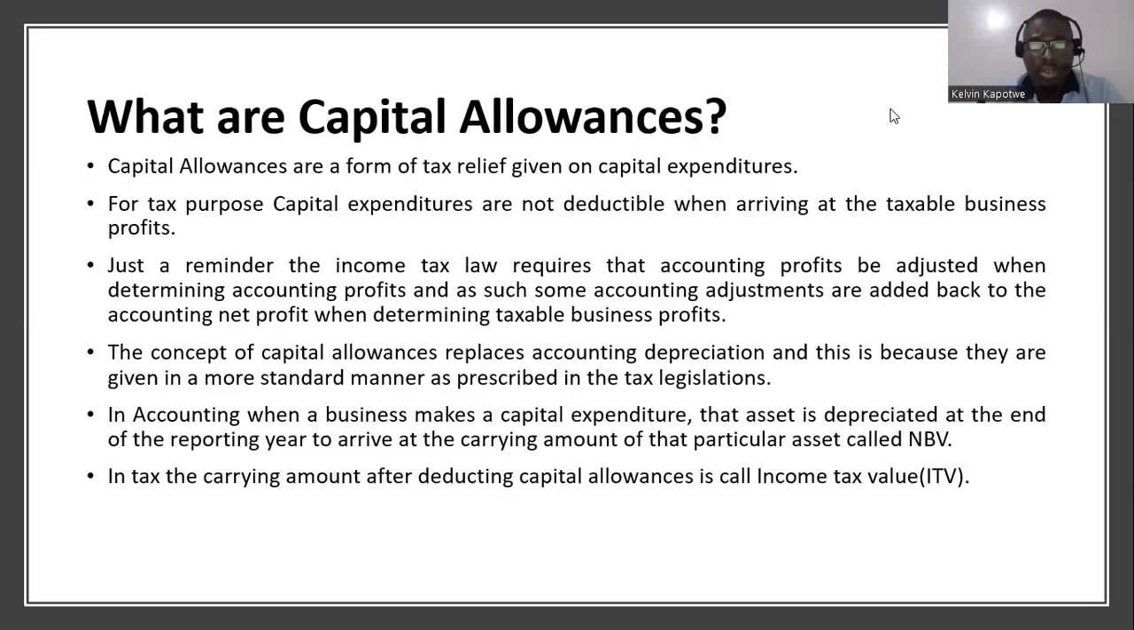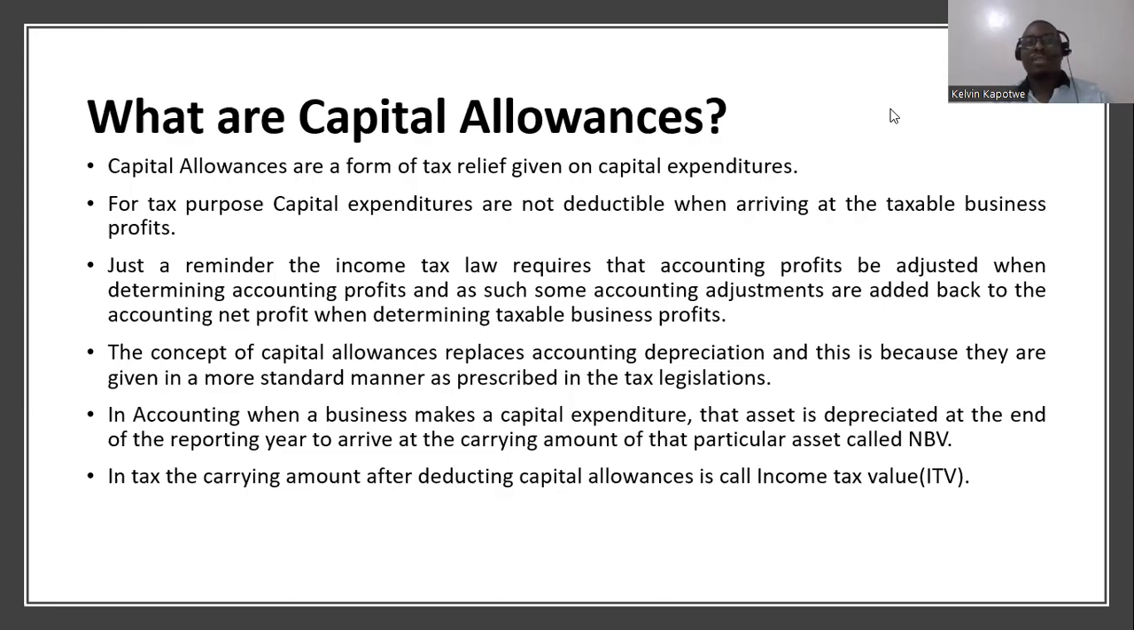So then how does ZRA try to remedy some of these things? The taxman comes and says, okay, what we are going to do is formulate what we call capital allowances. Capital allowances are basically a form of tax relief given on capital expenditure. You've got depreciation in accounting profits, but in the taxable business profits, we are going to talk about capital allowances. Capital allowances are a form of tax relief on capital expenditures incurred by businesses.